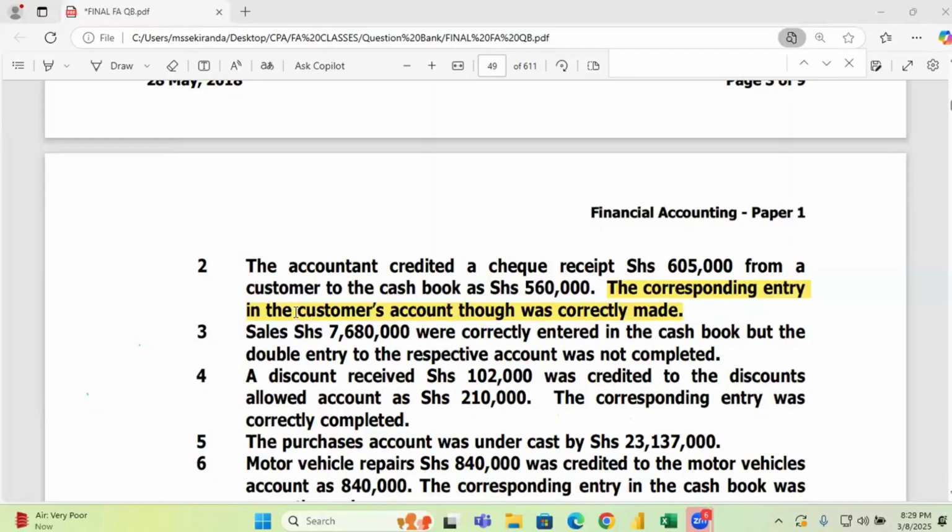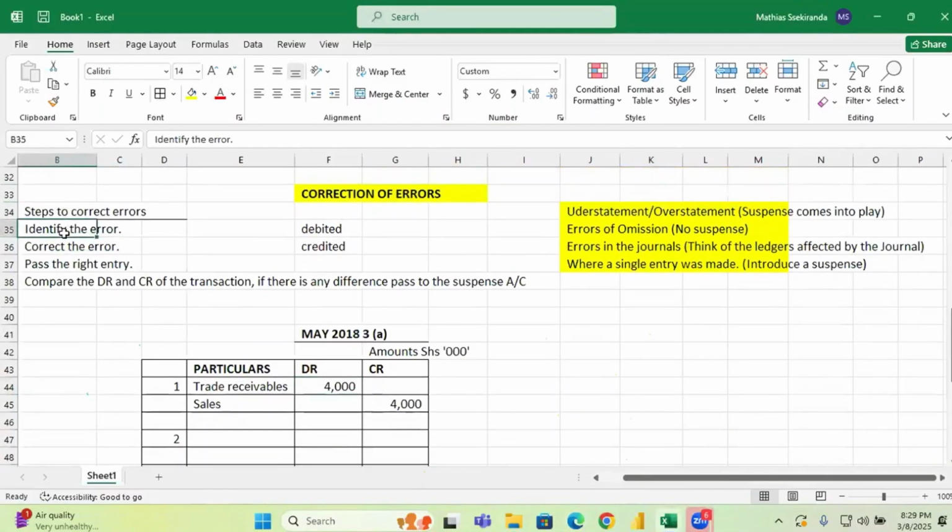All you need to know is to tell me the accountant credited the cash book, yet we had received money, yet we are supposed to debit. That is the error that I want. Then for the figures, we shall see how to handle them, but that is the number one error. When you receive money, you have to debit, but the accountant credited the cash book with 560. So now we have identified the error.